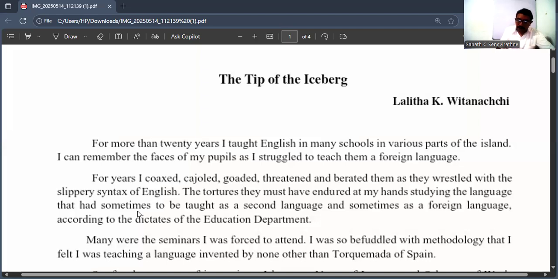Let's start writing like this. Lalitha Withanachchi's short story, The Tip of the Iceberg is a post-colonial English short story. Full stop.